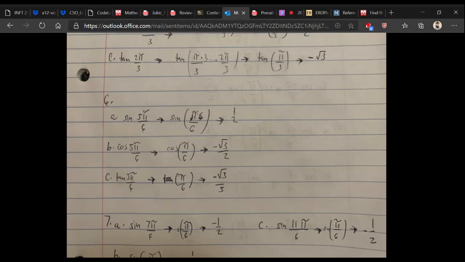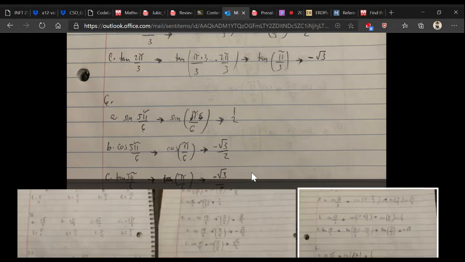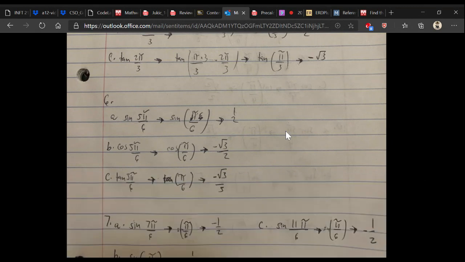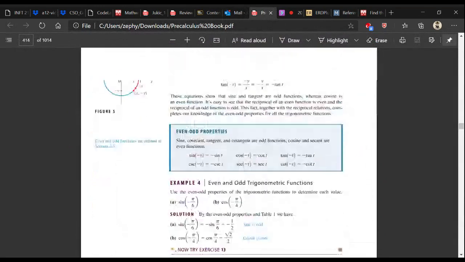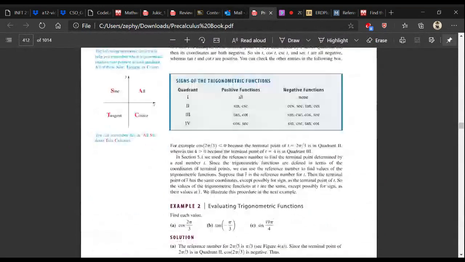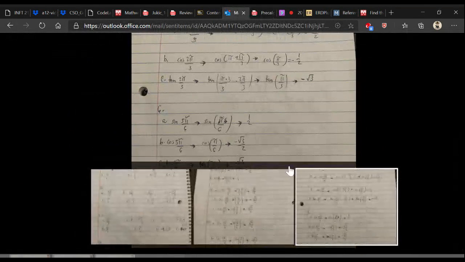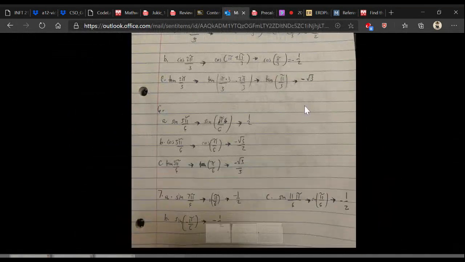So, yeah, over 2? Over 2, right? Pi over 6. Oh, hold on. No, over 3. That's the tangent value. You're right. Okay.